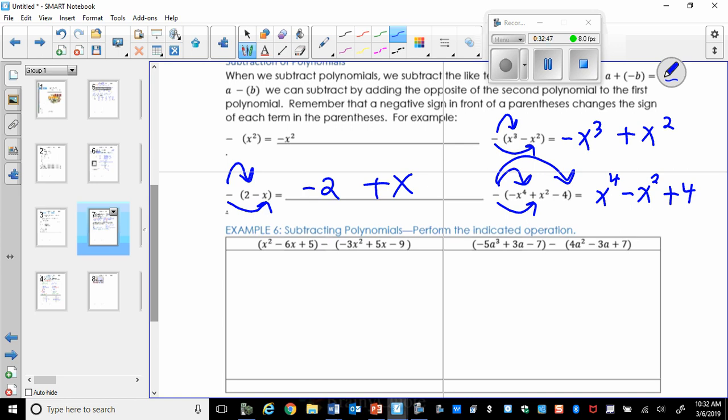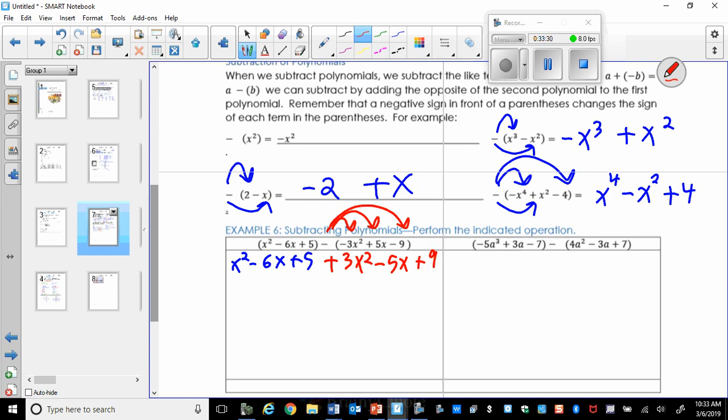All right. What's my first step here when we're combining polynomials? Get rid of the parentheses. Now, star, for negatives: lose it, but change each term inside. So for the first one, I can just rewrite it. It's x squared minus 6x plus 5. But the second one, I have 3 signs to change. My first sign will be positive 3x squared. My second sign is going to be negative 5x. My third sign, positive 9.